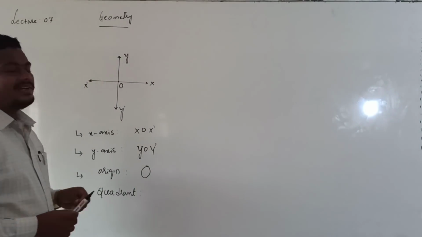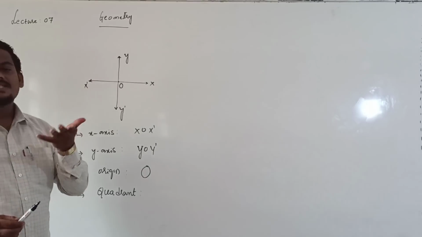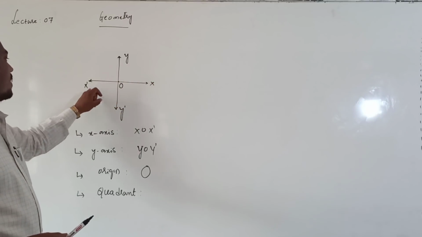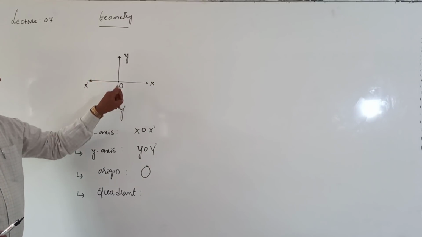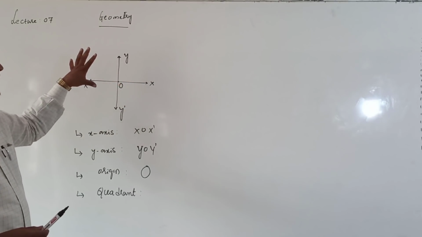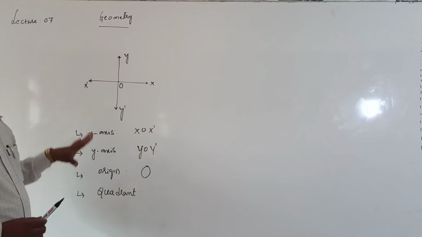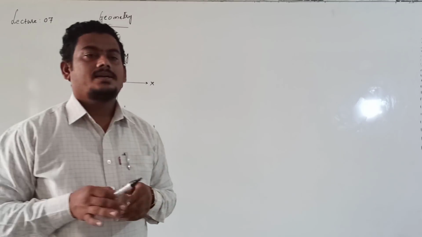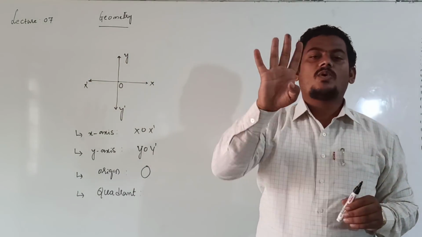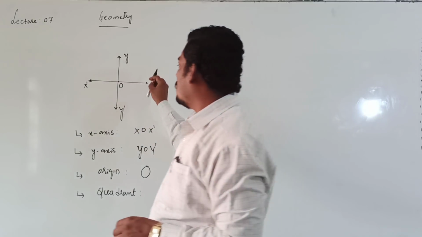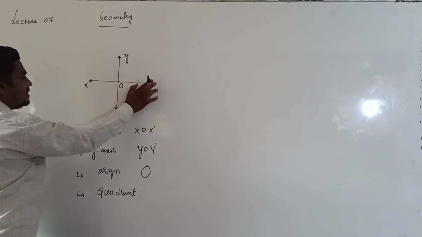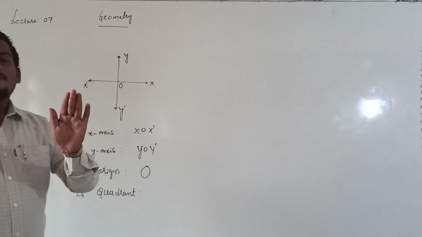Then what is definition of quadrant? Two mutually perpendicular lines. Lines means straight lines. Two mutually perpendicular lines x o x prime and y o y prime divide the plane into four equal parts. This part is same as this part, is same as this part, and it is same as this part.